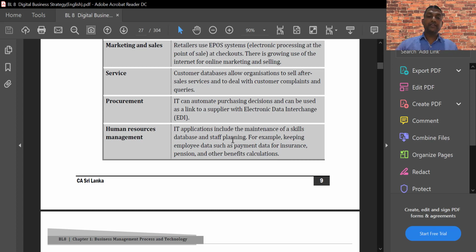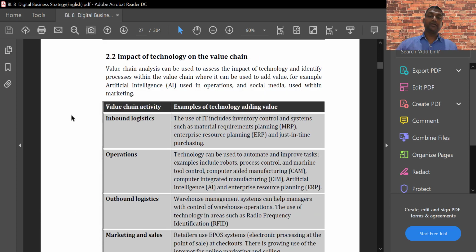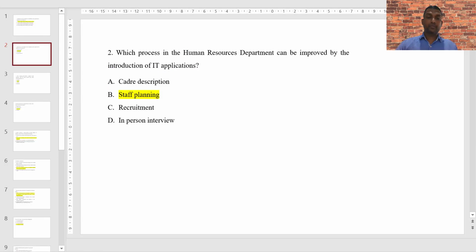So staff planning is one of the key functions in the HR department which can be value added by technology. You can see that when you look at the 4 answers, sometimes you can think of maybe preparing a cadre description. You can use technology, but what they are looking for here is what is the process which can be improved, right? It's not like for all the processes we can use technology.